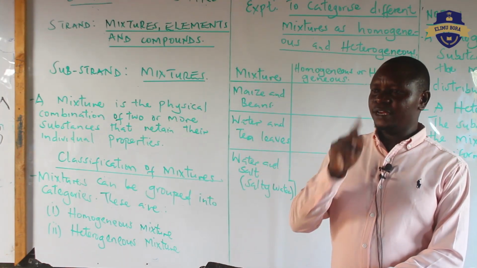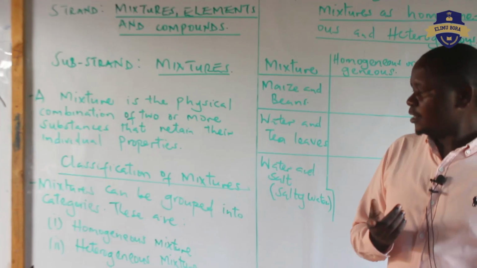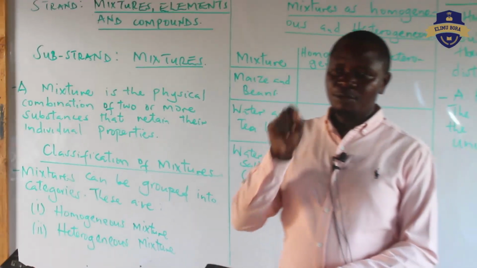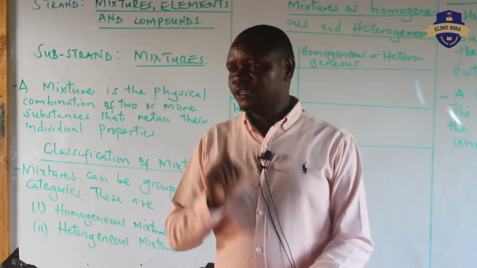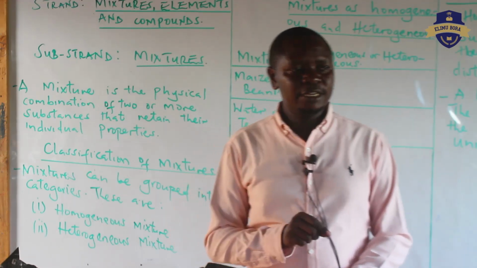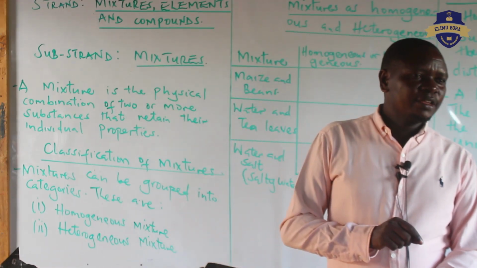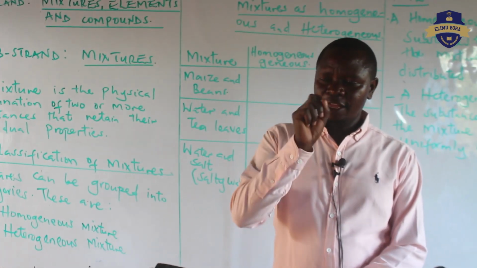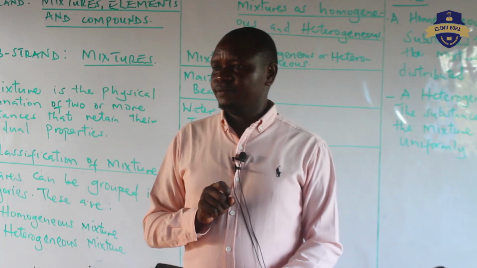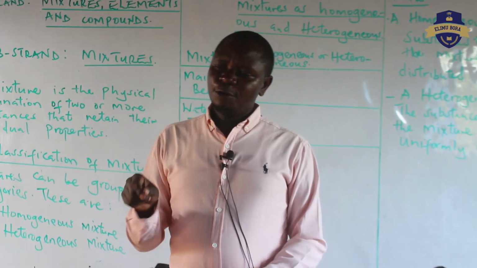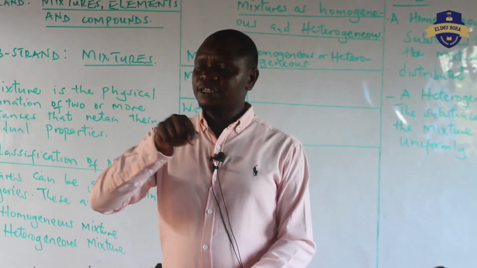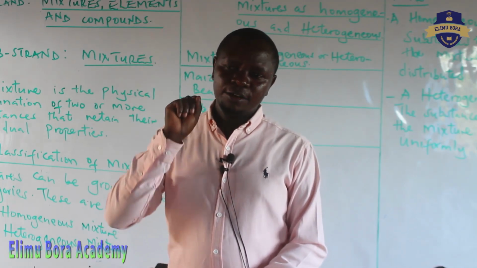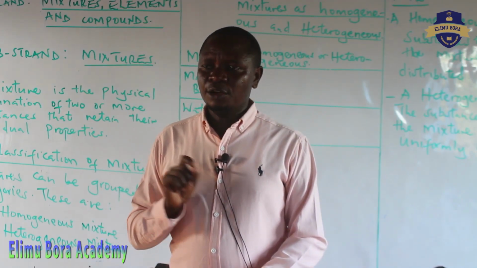We have two main classes of the mixtures. One of it is what? Homogeneous. The second one, heterogeneous. When you talk about homogeneous, it is whereby when you combine the two substances, they mix uniformly. When we say they mix uniformly, it means one of it dissolves in the other. So it means we form what? A clear solution. Are we together?